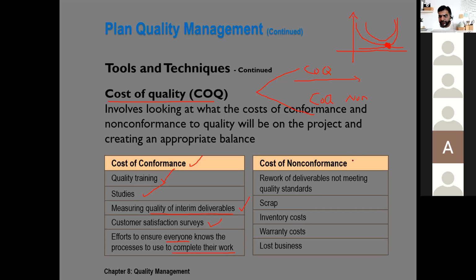On the other side, cost of non-conformance, we already talked about it. We have seen examples that include rework, scrap, inventory cost, warranty cost, loss of business, and loss of business reputation.